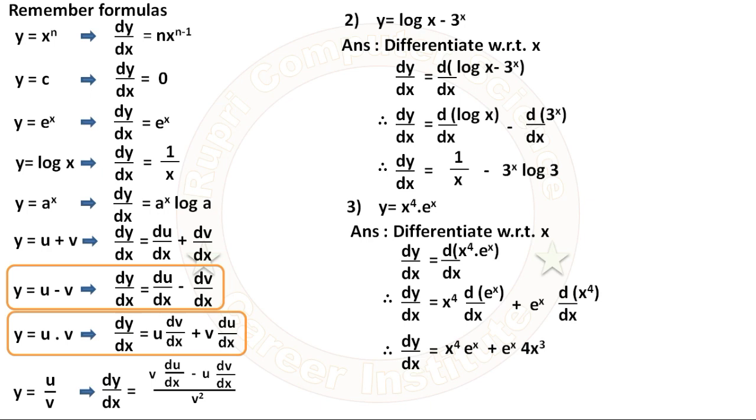Okay. Now see, both the terms contain e raised to x. Therefore take out common e raised to x. Therefore next step is, therefore dy upon dx is equal to e raised to x into bracket x raised to 4 plus 4x raised to 3 and bracket is closed. Okay.